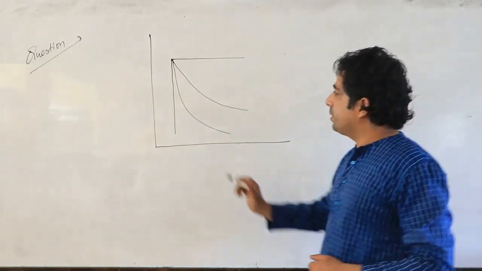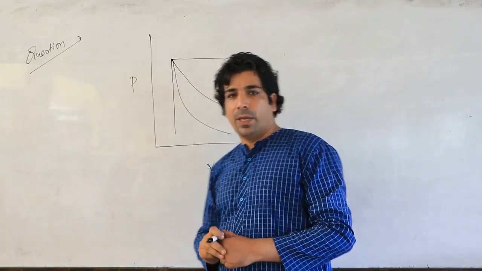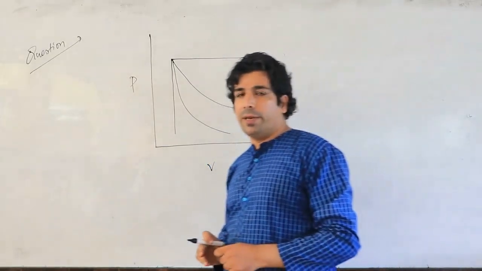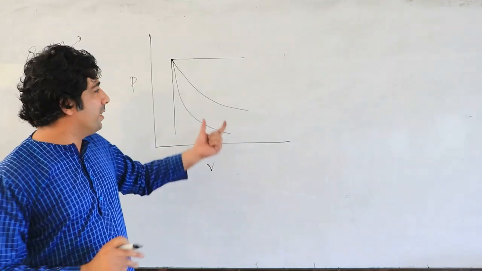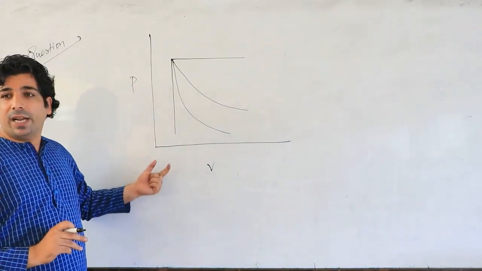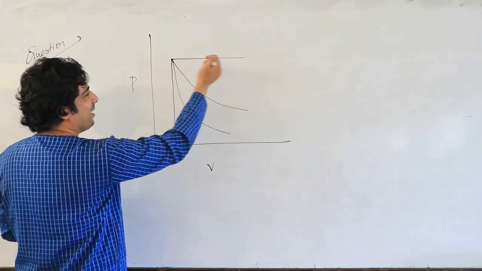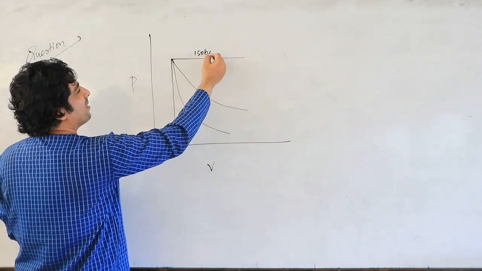So my dear friends, have a look here. Which curve in this particular PV graph represents the adiabatic process? We know that along this line we have, this is isobaric.